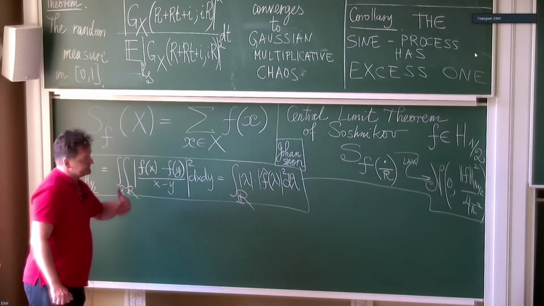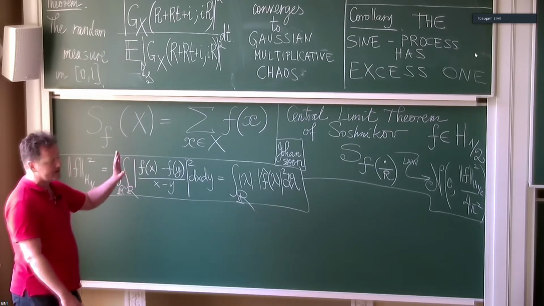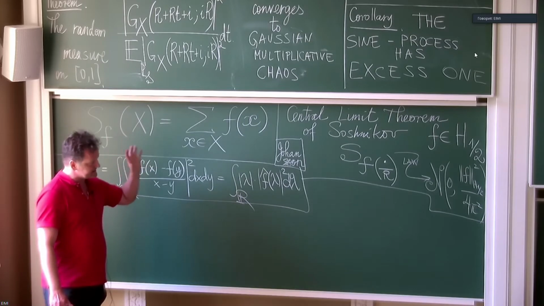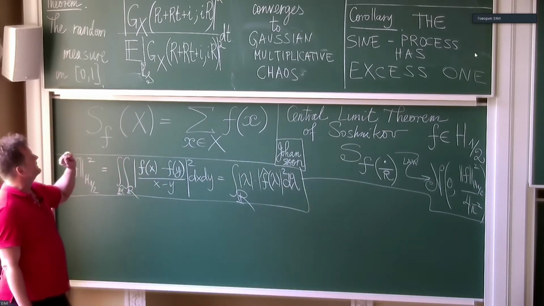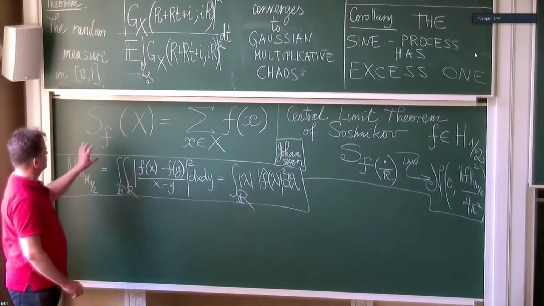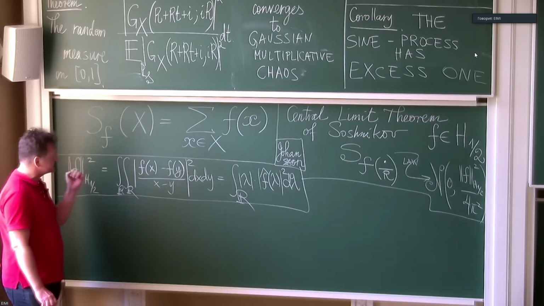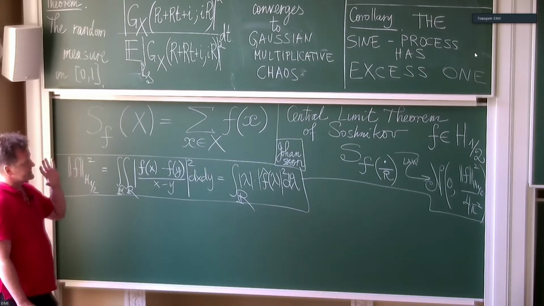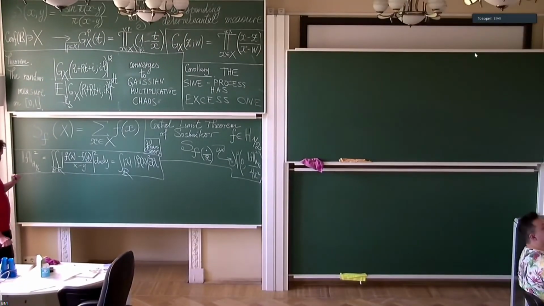In fact, there are various ways to prove the central limit theorem of Soshnikov. The specific argument of Soshnikov proceeds by estimating cumulants, but other arguments are also possible. It proceeds by estimating the exponential moment of this additive statistic. And the exponential moment of this additive statistic is precisely the key object of this talk.